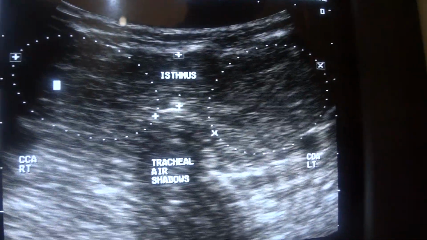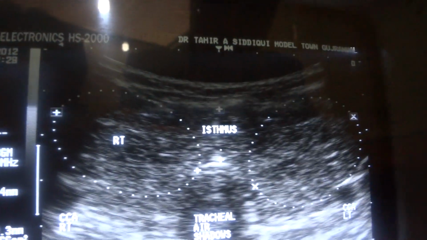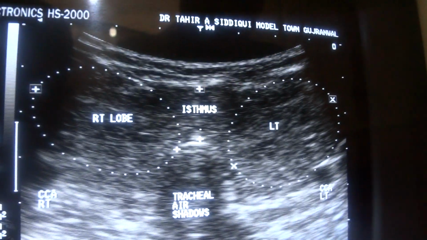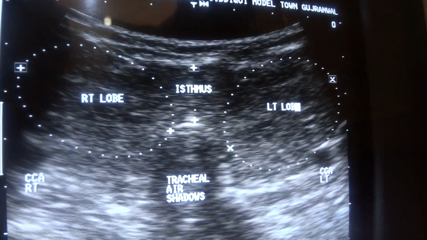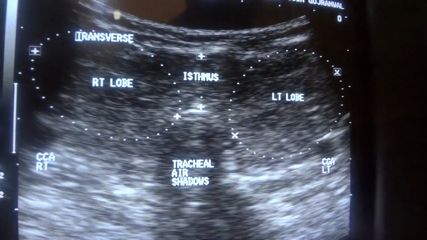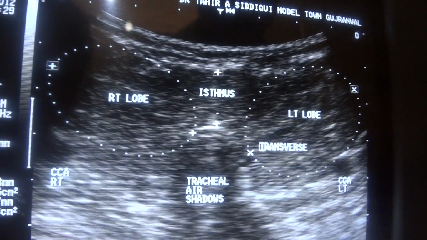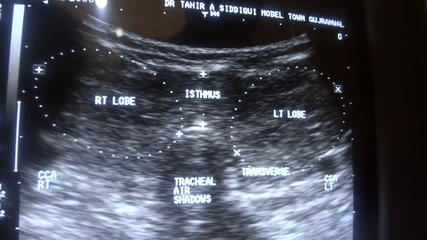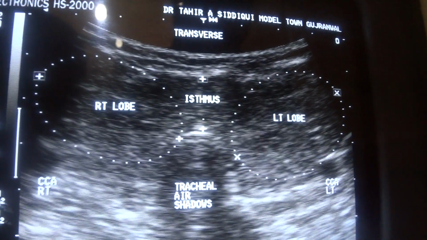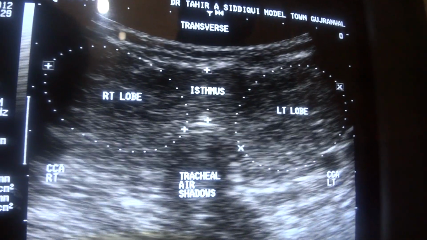So this is the right lobe in transverse section. This is the left lobe in transverse section. So this is the transverse section of the right lobe of the thyroid. This is the transverse section of the left lobe of the thyroid. So we are getting this view of the thyroid in transverse position.